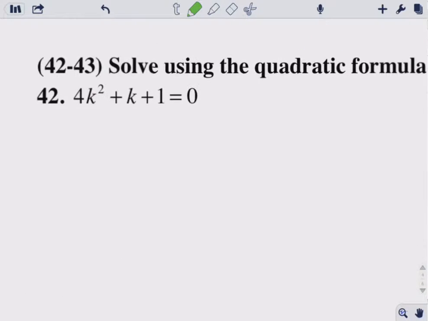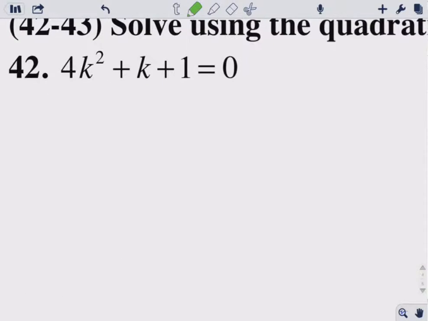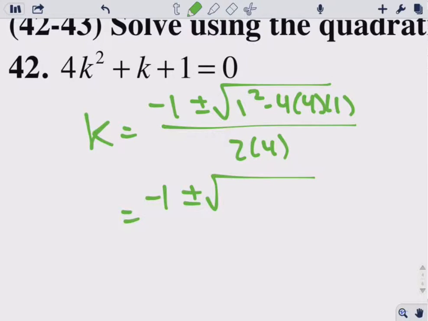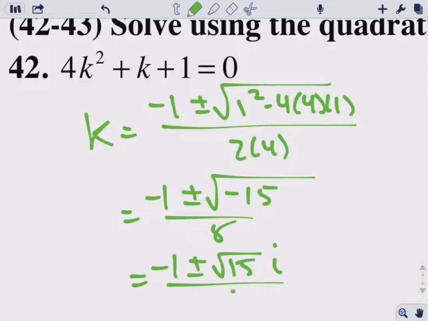Quadratic formula. Okay, doing k. k is equal to negative 1 plus or minus the square root of 1 squared minus 4 times 1, all over 2 times 4. It's negative 1 plus or minus the square root of 1 minus 16, which is negative 15, over 8. Deal with the i. So square root of 15 i over 8. And you're done with number 42.